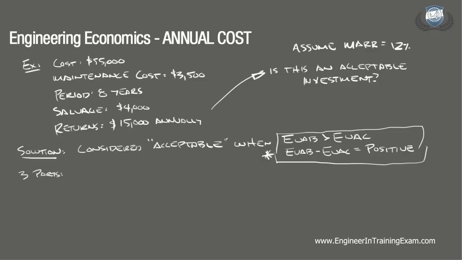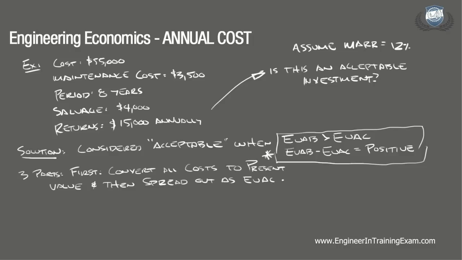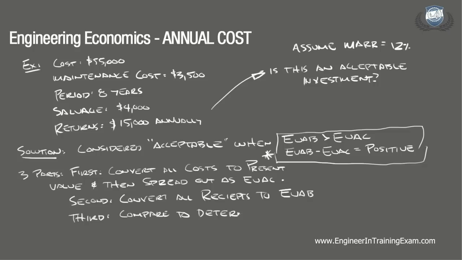This is a three-part problem. First, we need to convert all the disbursements into a present value and then spread them out as an EUAC, or equivalent uniform annual cost. The second part requires us to convert all the receipts into an equivalent uniform annual benefit. Lastly, we want to compare those two values to determine whether or not it is an acceptable investment.